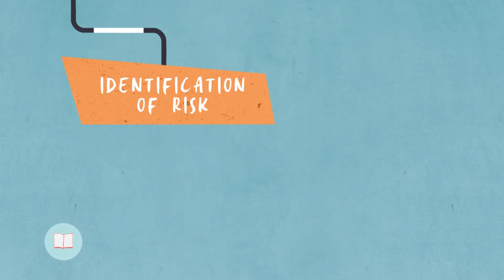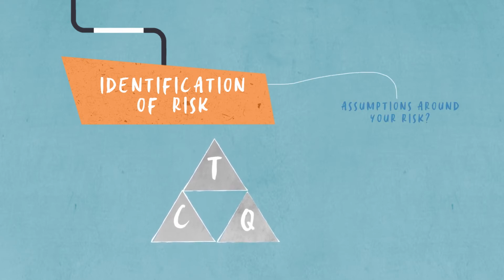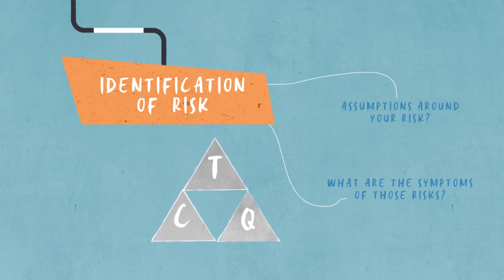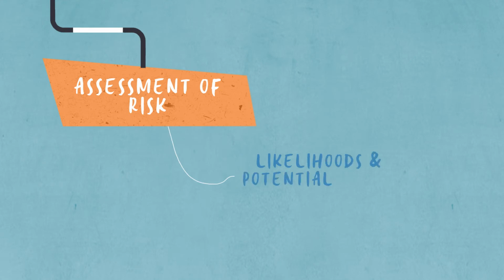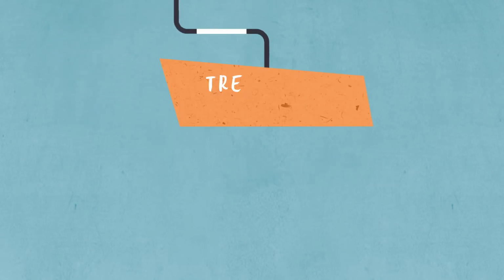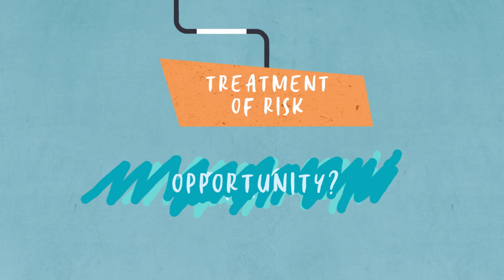Identification of risk. Undertake your TCQ analysis. You can find out more about this in the first video. What are the assumptions around your risks? And what are the symptoms that those risks have come into play? Now assess them for the likelihoods and the potential impact. Next, think about how you treat that risk. Is it really a risk, or is it an opportunity? Does it require corrective action, and will it require you to use your contingency or your reserves?